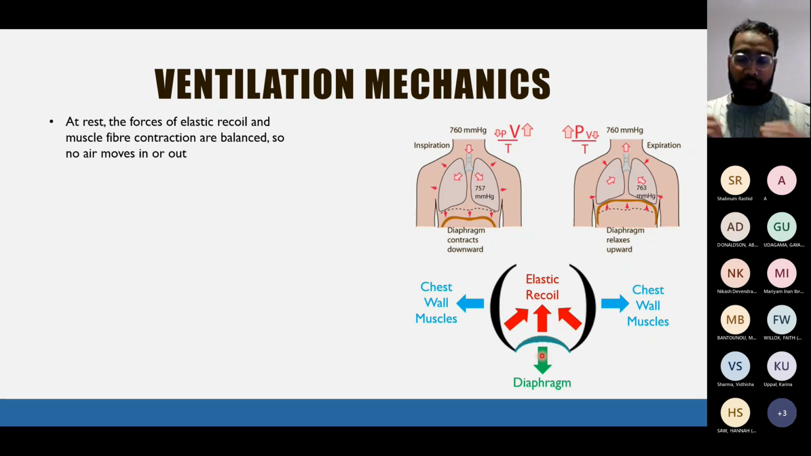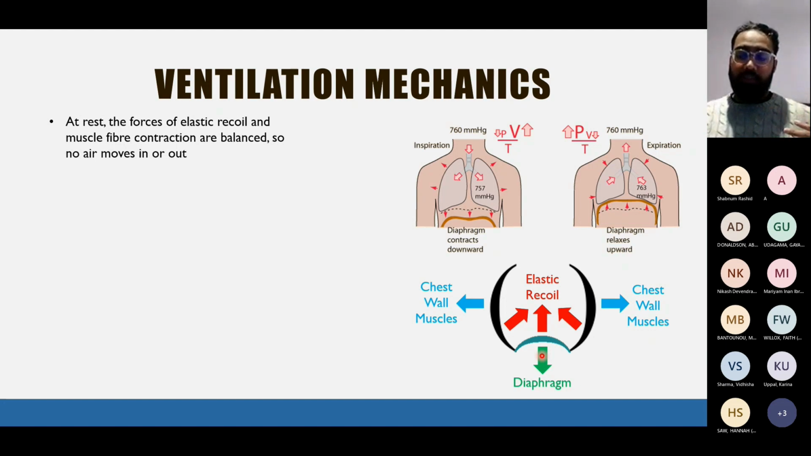Now, elastic recoil: when you contract and you stretch everything, you expand the chest, all the lung tissue stretches, all the muscles contract. You've got a lot of stored potential energy. So when you relax, it's like letting an elastic band go.